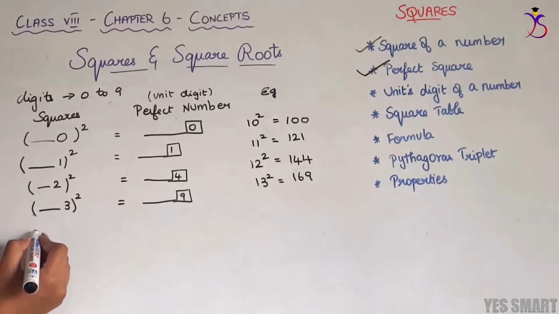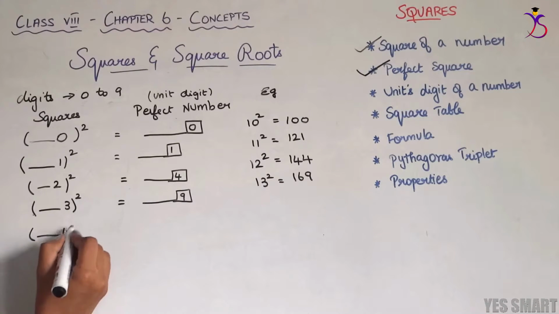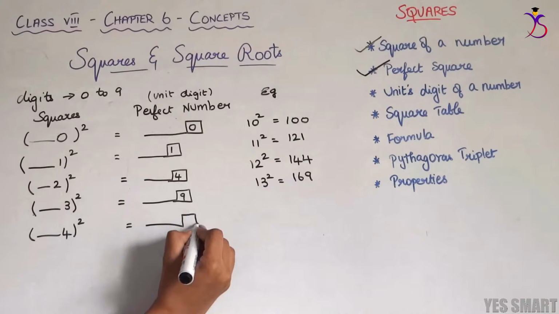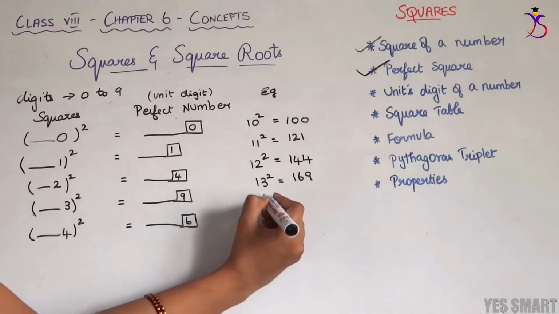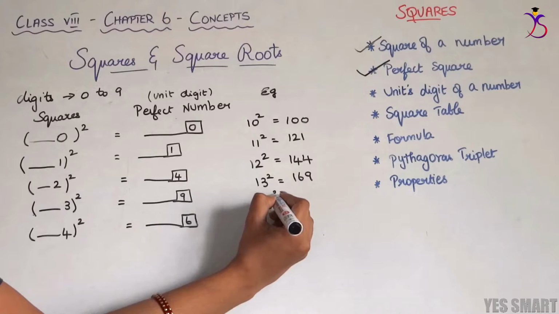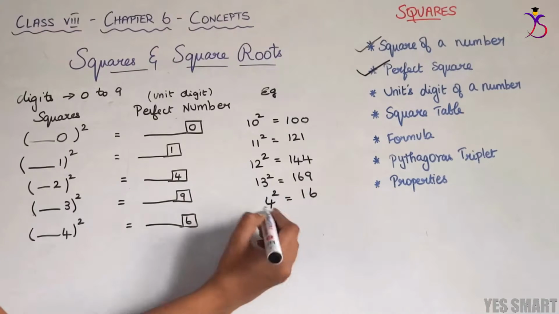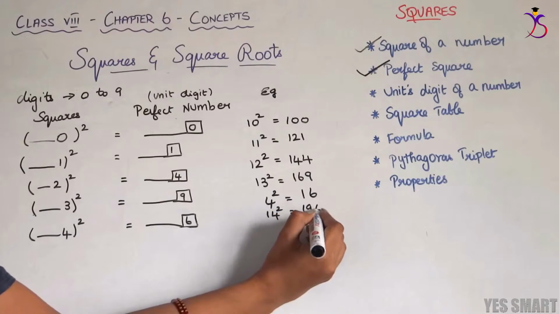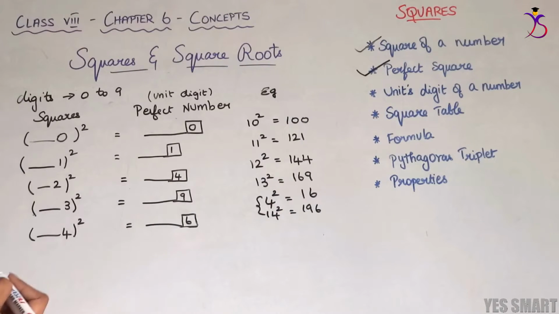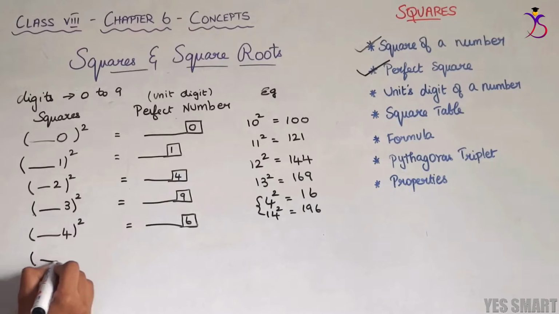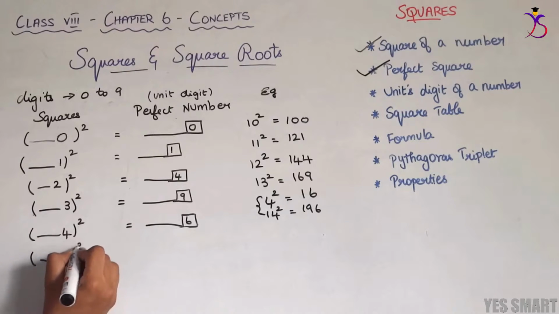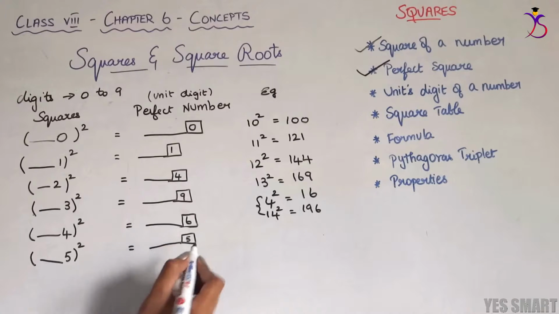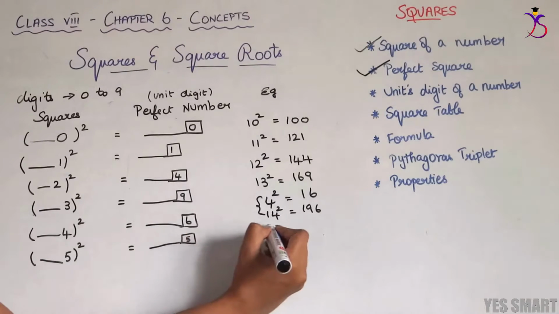A number ending with 4, when it is squared, we will have the unit digit as 6. Example, 4 square, which is equal to 16. We can look at another example as well, 14 square, which is equal to 196. Now, a number ending with 5, when we square it, we will have the unit digit of the answer as 5. For example, 5 square, which is 25.